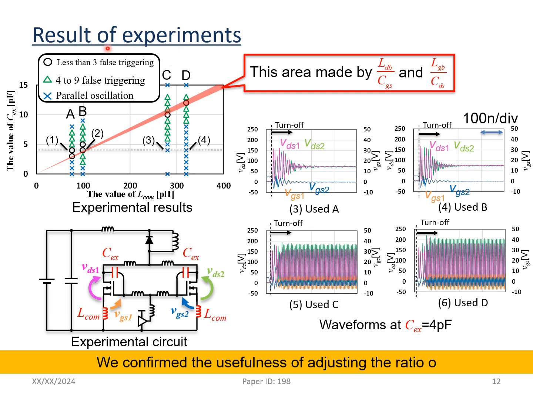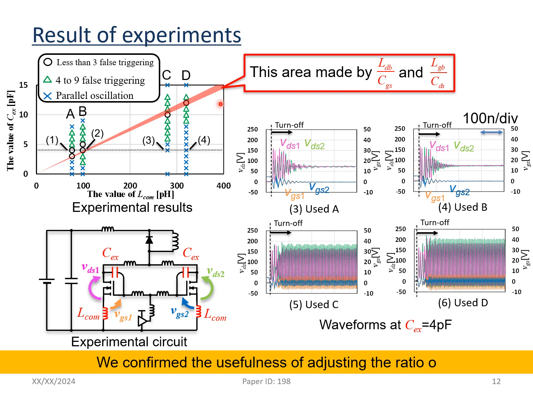And now we show the results of the experiments. This graph shows the results of the experiments. The vertical axis shows the value of the external capacitor, and the horizontal axis shows the value of the common source inductance. The circle points show that the first triggering occurred three times; these points are considered as the parallel oscillation being suppressed. The triangle points show that the first triggering occurred 4 to 9 times, but it's not oscillation. And the cross points show that the parallel oscillation occurred.